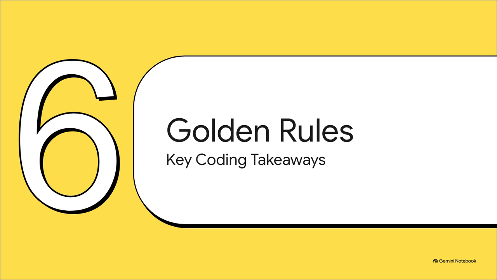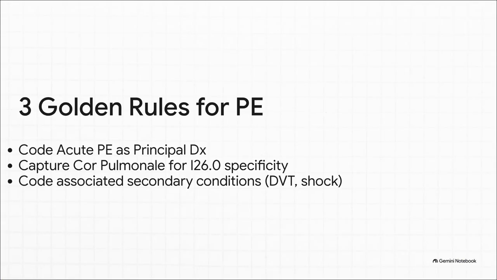Section 6, Golden Rules, key takeaways to implement immediately. All right, here are your 3 golden rules for pulmonary embolism. Rule 1, always code acute PE as the principal diagnosis when it's the primary reason for admission. Rule 2, aggressively look for and query for cor pulmonale or right heart strain in the chart to ensure you secure that highly specific I26.0 code. And Rule 3, always code the associated secondary conditions to paint the full clinical picture. Don't forget to capture the underlying DVT, capture the shock, and capture the respiratory failure.